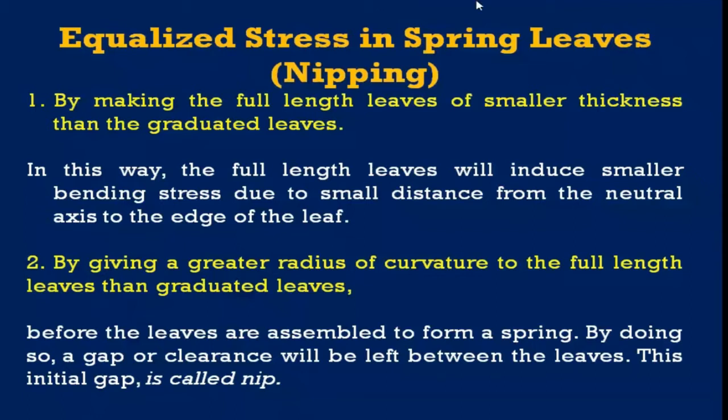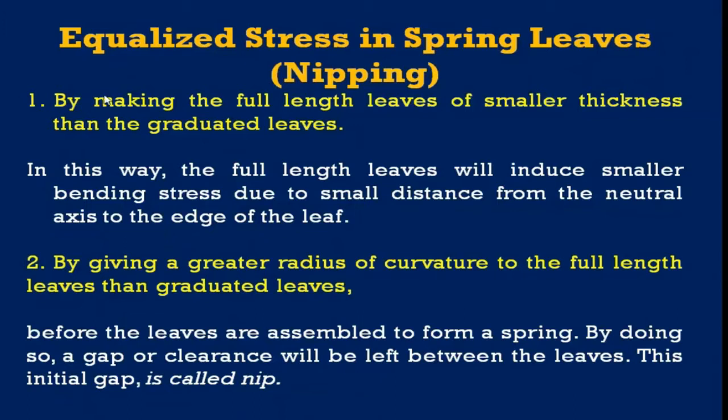That is the first method to get equalized stress in both the full length and graduated leaves of leaf spring, by making full length leaves of smaller thickness than graduated leaves. In this way, the full length leaves will induce smaller bending stress due to small distance from the neutral axis to the leaf. So, mathematically, sigma b is equal to M y by I. If y is reduced, sigma b is also reduced. Like this, you can reduce the bending stress in the full length leaves. That is the first method.